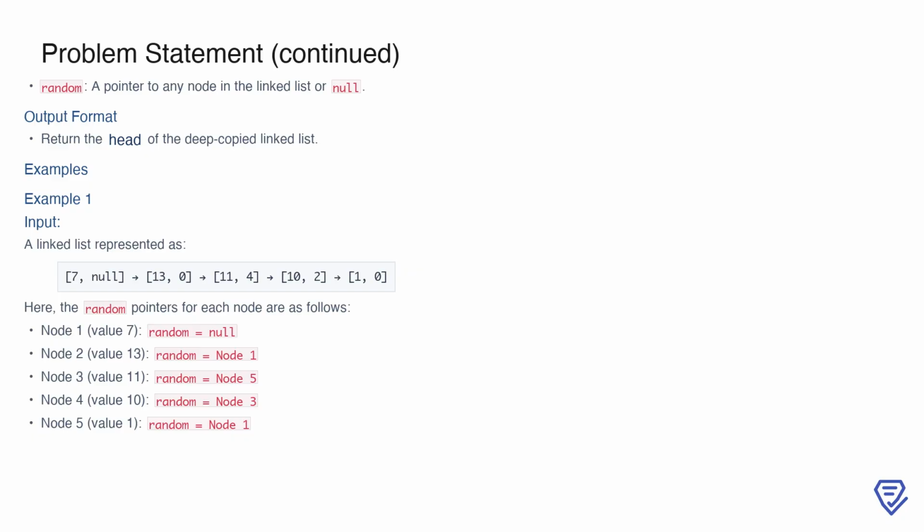If the input linked list is represented as 7, null, 13, 0, 11, 4, 10, 2, 1, 0, each pair represents a node's value and its random pointer. For instance, the first node has a value of 7, and its random pointer is null. The second node has a value of 13, and its random pointer points to the first node. Similarly, the third node has a value of 11, and its random pointer points to the fifth node. This pattern continues for all nodes in the list. The goal is to create a deep copy of this linked list where the next and random pointers in the new list replicate the connections from the original list, but with entirely new nodes.